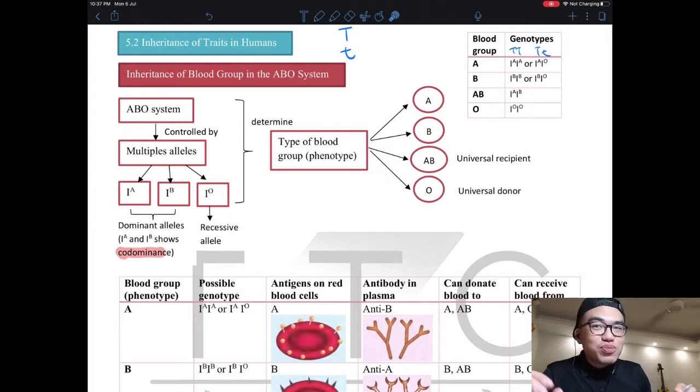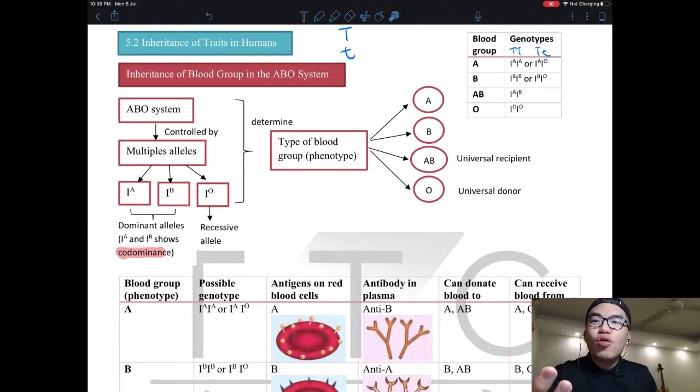The special one here is AB. AB happens when you get a dominant gene A from your daddy or mommy, and then you get another dominant gene B from your daddy or mommy. So you have 2 dominant genes present, you have IAIB. They are called co-dominants because they both won't lose. They both are the winners, so they both will show. That's why you are blood AB. That's why blood group is a bit special.